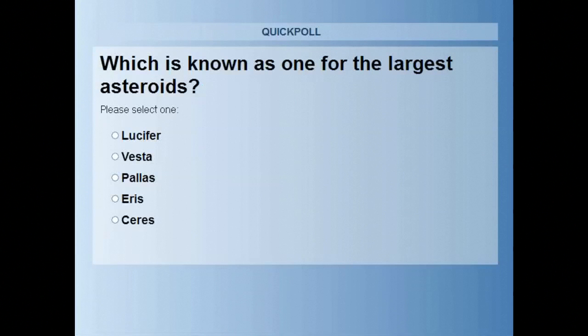Which of these is known as one of the largest asteroids in that asteroid belt? I'll invite everybody to vote for their largest asteroid out of: is it Lucifer? Is it Vesta? Pallas? Eris? Or Ceres? And warning in advance, it is a trick question.